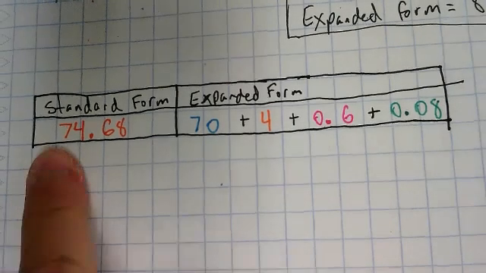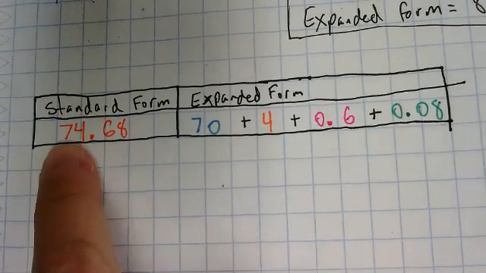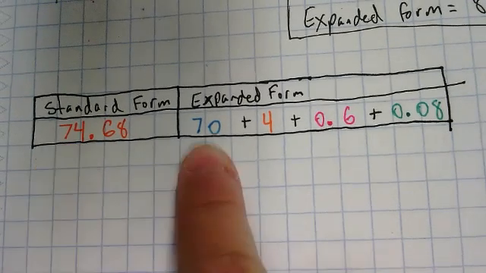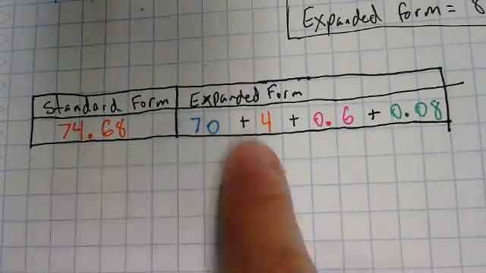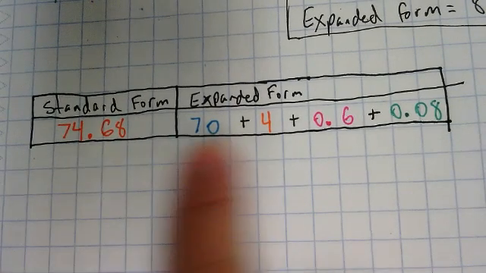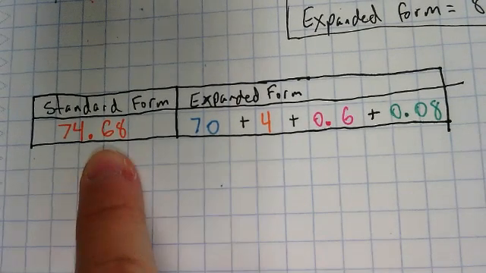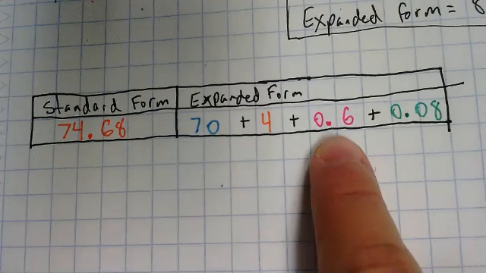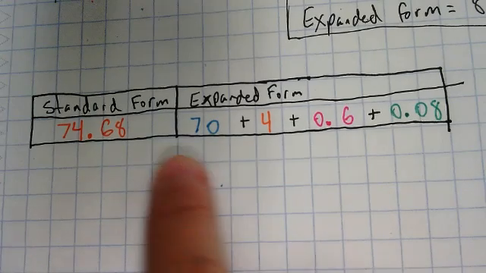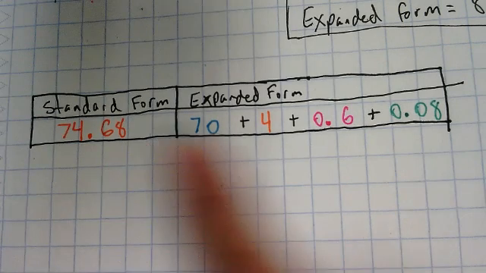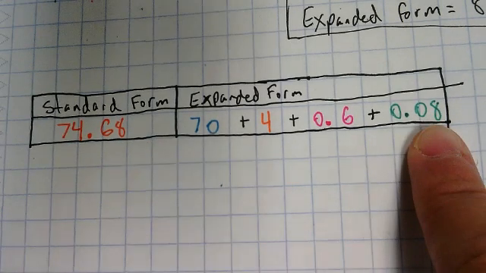So all I did was I took my numbers and I put them in the place values that they have. 7 really stands for 70 because this number is 74, right? So 7 stands for 70. My 4 is in the ones place. It simply stands for a 4. The 6 is in the tenths place. So it stands for 6 tenths, 0.6 right here. And the 8 is in the hundredths place. So it stands for 0.08.